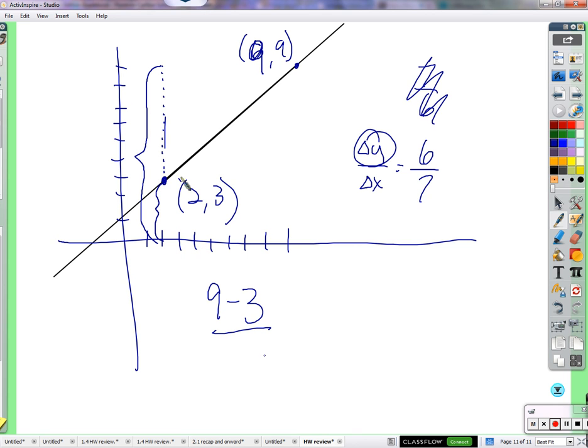How about the horizontal change? This horizontal change. So 6? Seven. How'd you get 7? You got an x of 9 minus 2 is 7. So 6 over 7. What about that? That's pretty cool. Do you think we can do that for any situation, for any 2 points? I agree.